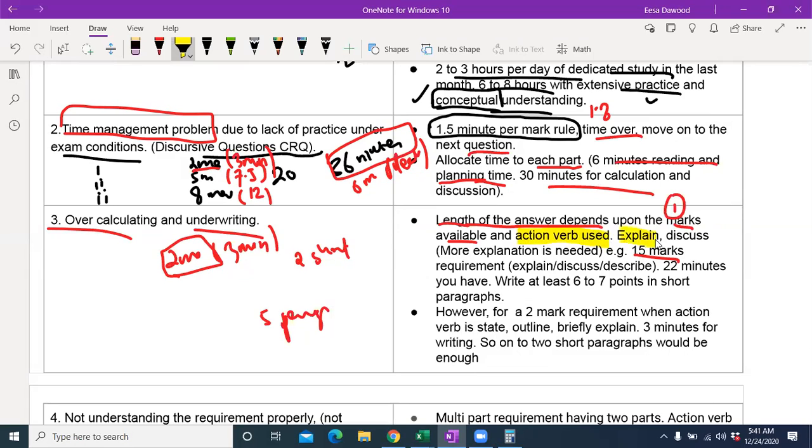For example, if it's explain, it needs more explanation. If it's discuss, the action verb is discuss, it needs more explanation for that. So if it's a 15-mark requirement, like explain, discuss, and describe. Describe is also, you need to explain more.